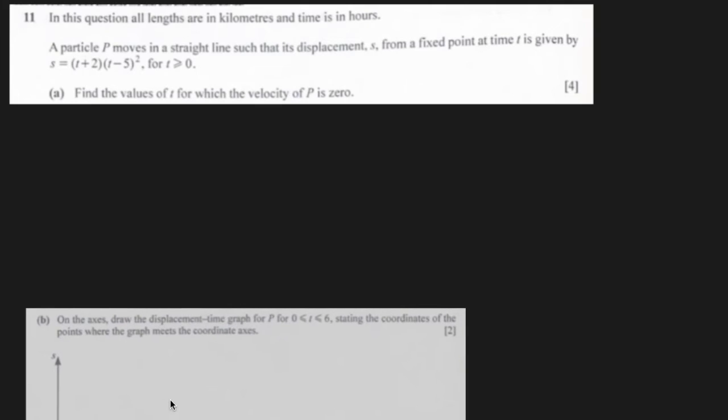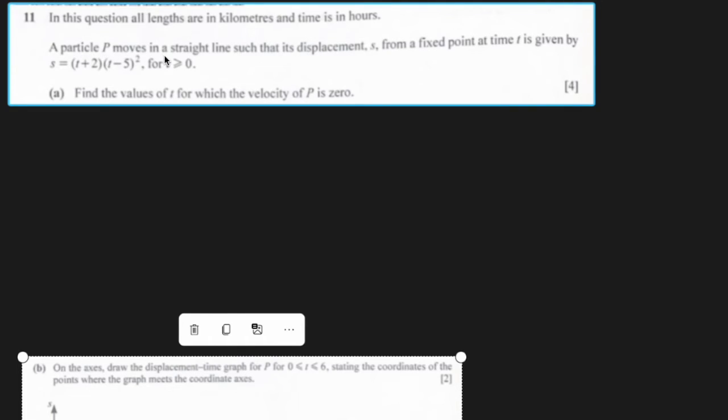Okay, in this question all lengths are in kilometers and time is in hours. A particle P moves in a straight line such that its displacement s is given by this. Find the value of t for which the velocity of P is 0. So velocity, which is ds over dt, is 0. So ds over dt means differentiate this. Are they the same? No, they are different. So we can find ds over dt because they are multiplying, by using the product rule.